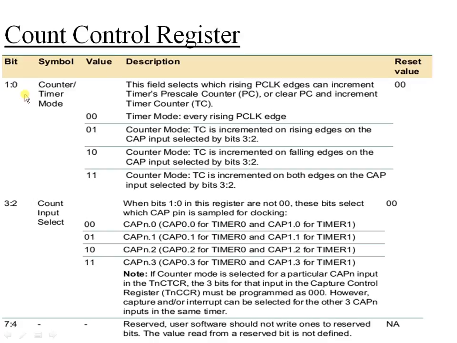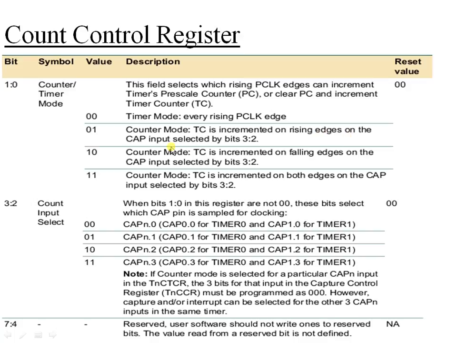If these 2 bits are programmed to 0, then you are using this peripheral as a timer, so it is in timer mode and we can use it for delay generation. The remaining 3 combinations are used for counter mode of operation. When you place this peripheral in any one of these modes, it is going to count the external pulses. For counter mode 0 1, TC is incremented on rising edges on the capture input.